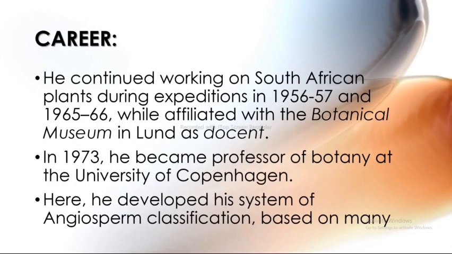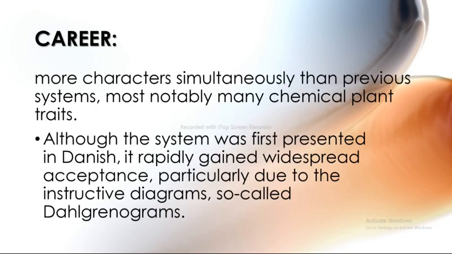He continued working on South African plants during the expeditions in 1956 to 57 and 1965 to 66, while affiliated with the Botanical Museum in Lund as docent. In 1973, he became the professor of botany at the University of Copenhagen. Here he developed his system of Angiosperm classification based on many more characters simultaneously than previous systems, most notably many chemical plant traits.